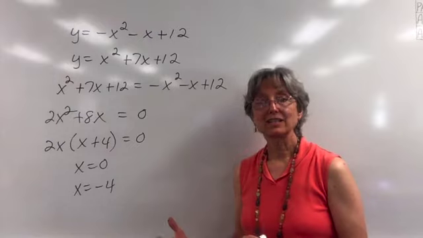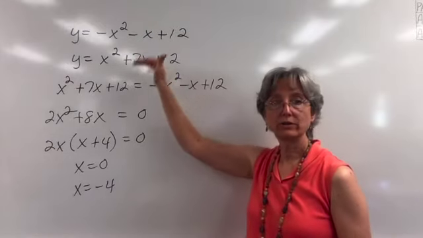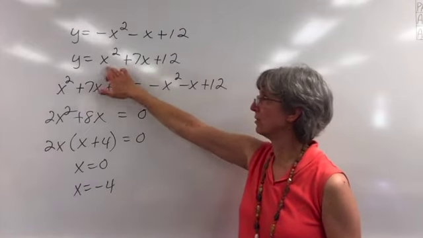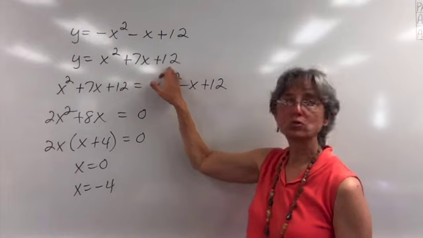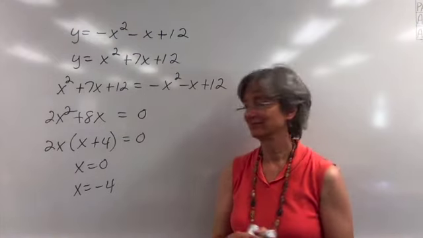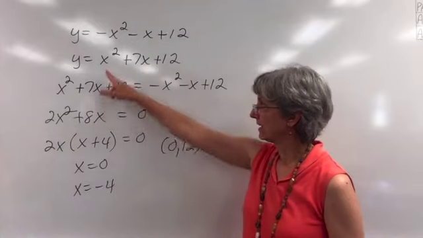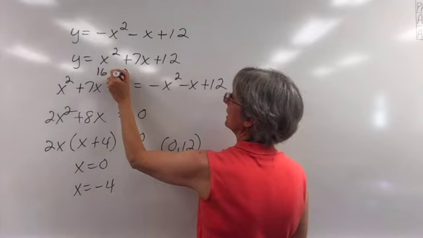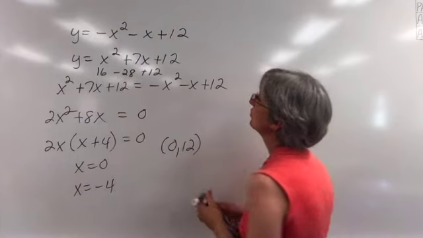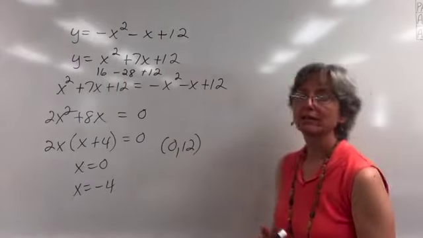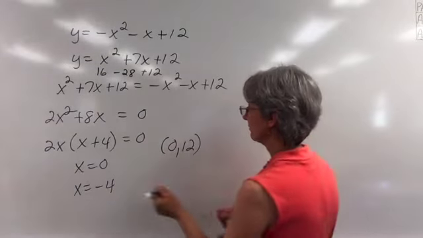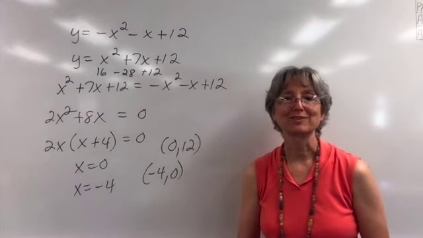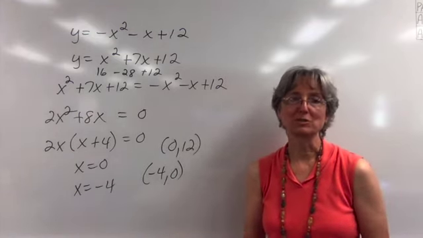Now I plug these in one at a time into either equation. I'll go ahead and do this one. If I make x 0, that's easy. If x is 0, y is 12. There's one of my solutions. If x is -4, -4 squared is 16. 16, this is -28 plus 12. Oh, well, that's 0. So if x is -4, y is 0, and there are my two solutions. And that's how you do it using substitution.